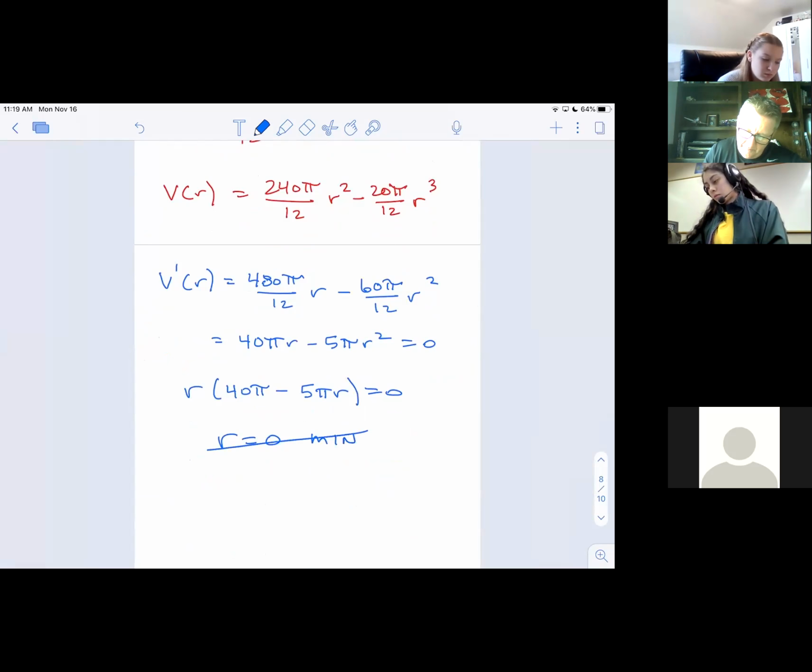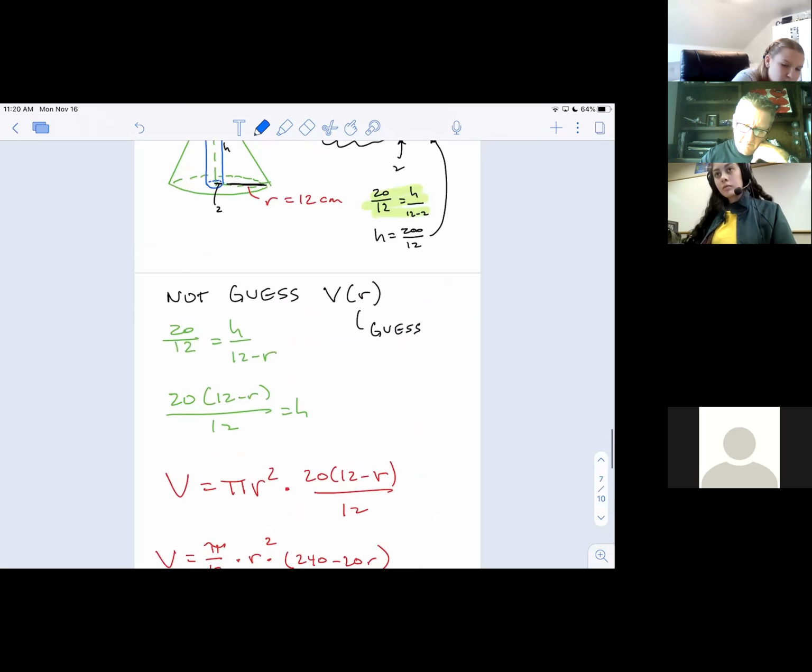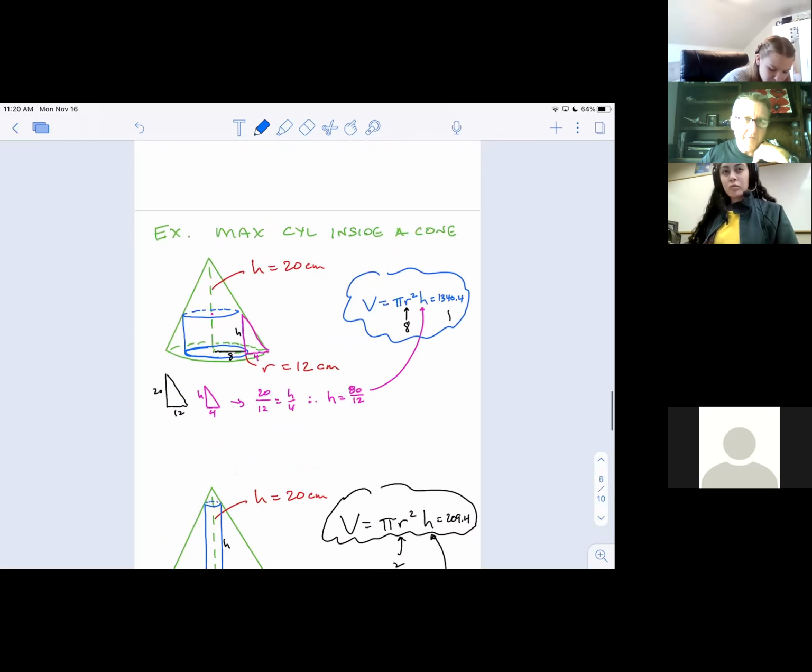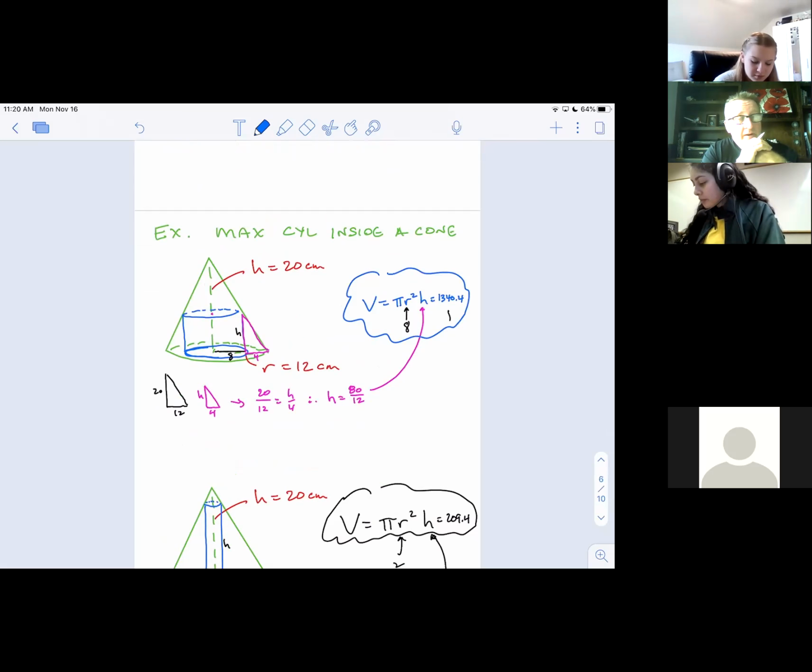So the other one, when 40 pi minus 5r equals 0, would mean 40 pi equals 5 pi times r. So if I divide that away, I get r is 8. Again, we got lucky. It was exactly 8. How else did we get lucky? My first guess up there was actually the right answer. That seldom happens. But that 1340 was apparently the biggest volume, and I just sort of guessed it right off the bat. That was kind of lucky.